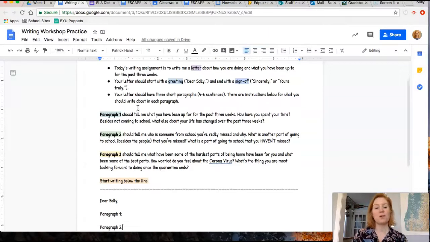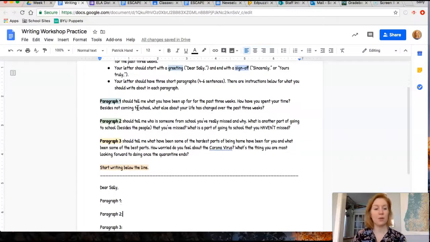Paragraph 1 is just, what have you been up to for the past 3 weeks? How have you spent your time? Besides not coming to school, what else about your life has changed over the past 3 weeks? Paragraph 2 is about missing people. Who is someone you have missed from school, and why do you miss them? What's another part of school besides the people that you really miss? And what's a part of school that you haven't missed?